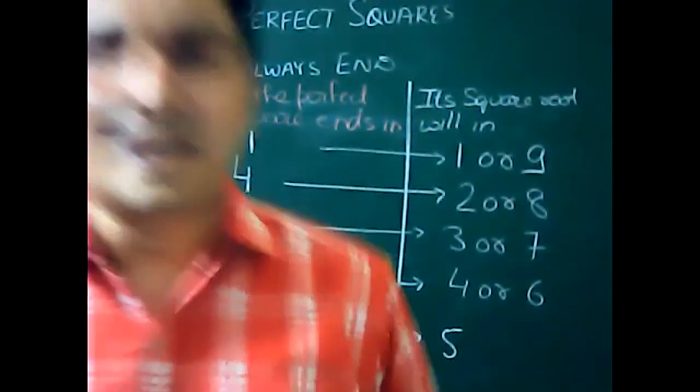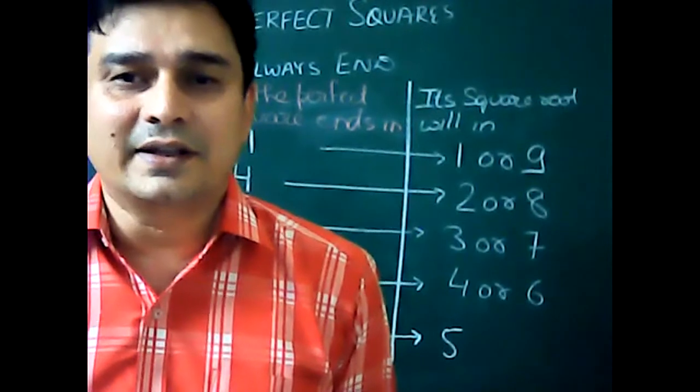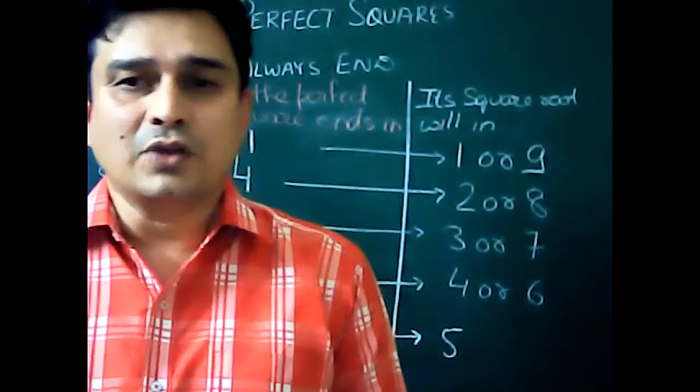If the perfect square ends in 6, 4 or 6. If the perfect square ends in 4, 2 or 8. If the perfect square ends in 1, 1 or 9. If the perfect square ends in 3, it is not a perfect square. Yes, Anvita, you are right. If it ends in 3, then for sure it's not a perfect square.